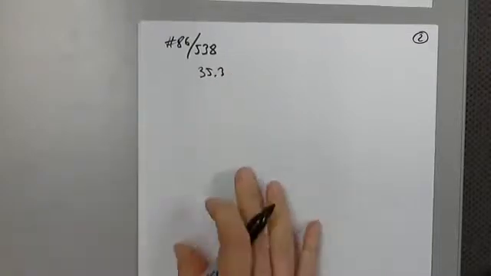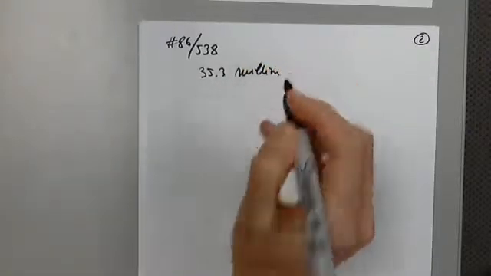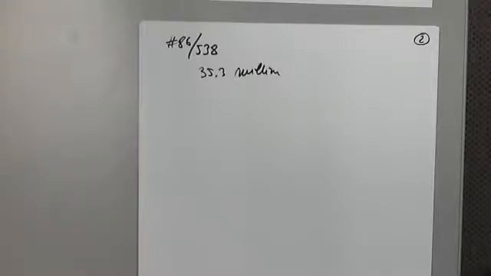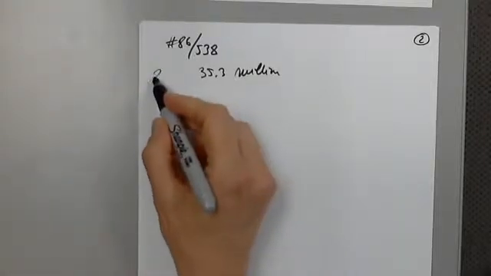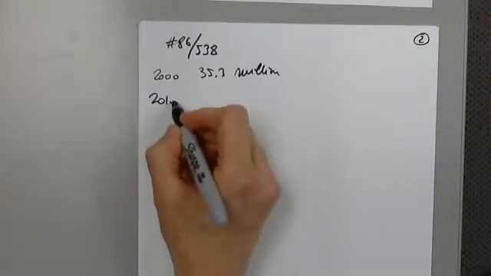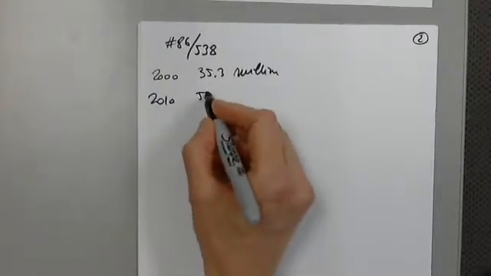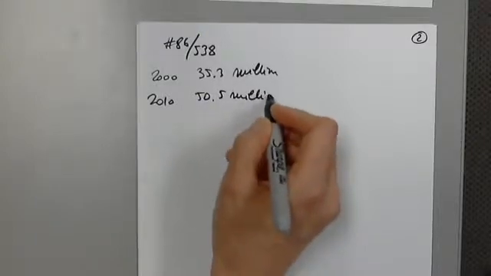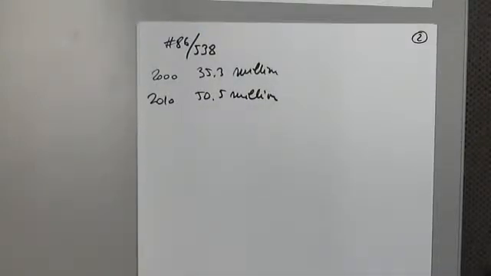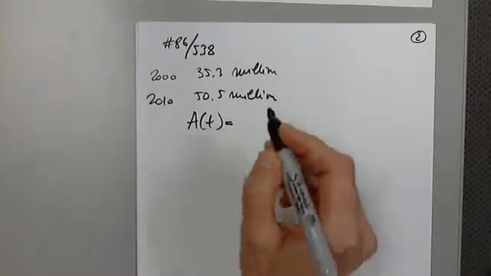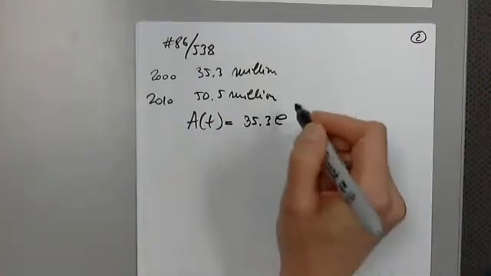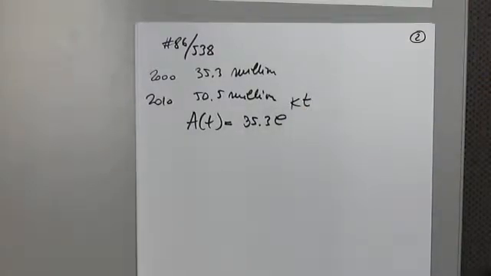According to the U.S. Bureau of the Census, in 2000, there were 35.3 million residents of Hispanic origin living in the United States. In 2010, the number had increased to 50.5 million. The exponential growth model A of t equals 35.3 times e raised to kt describes the U.S. Hispanic population A in millions t years after 2000.